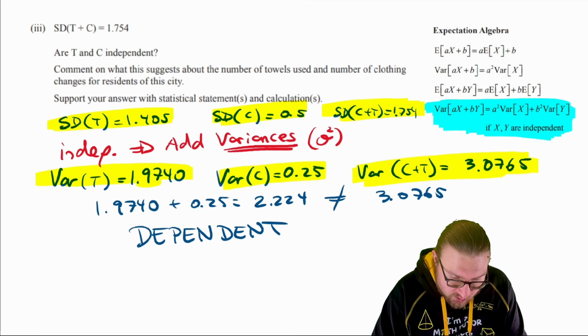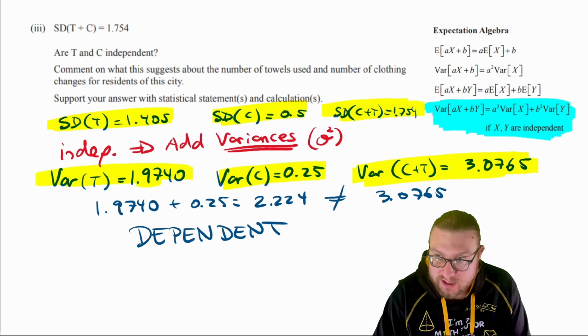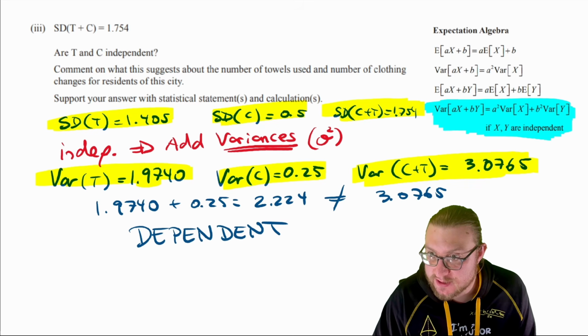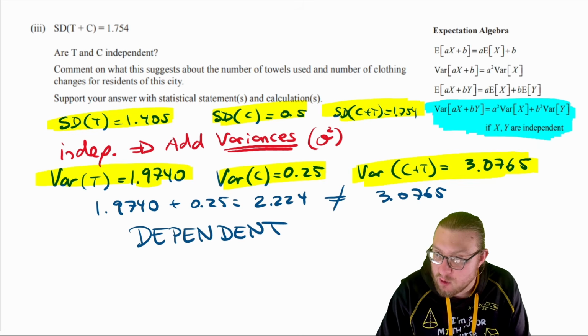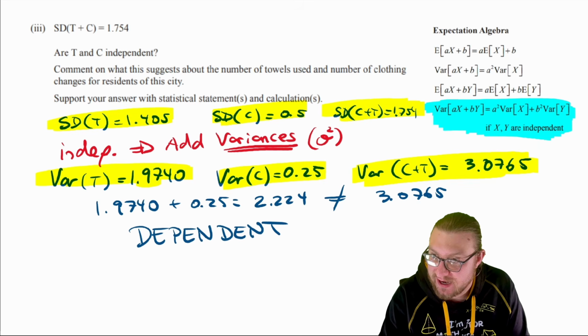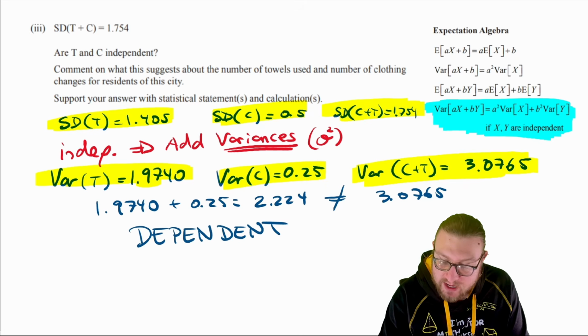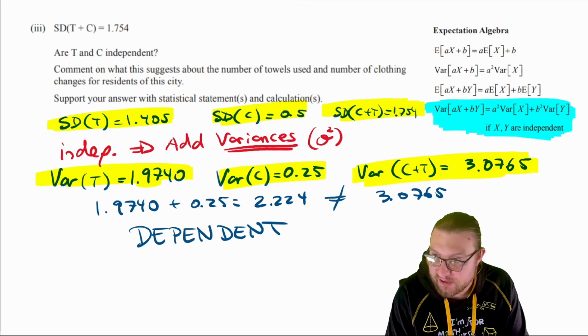Why is that the case? Well, if two of the random variables are independent, that means they don't affect each other. That means the variance of one and the variance of the other are the only parts that affect the overall variance. But when you have two random variables that are actually dependent, we actually have a covariance as well.